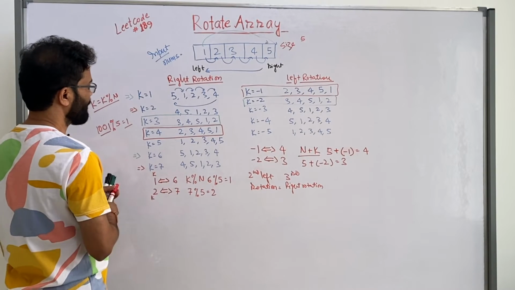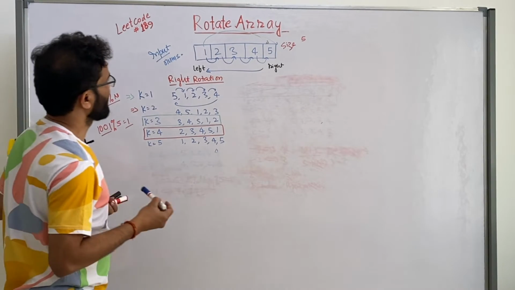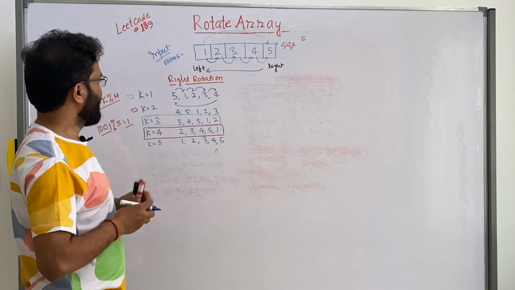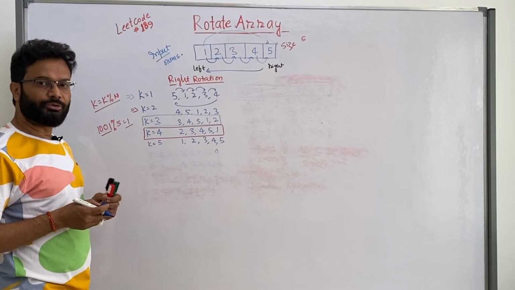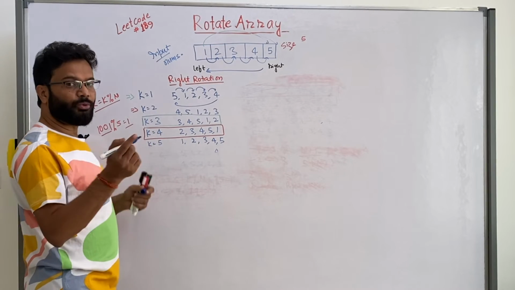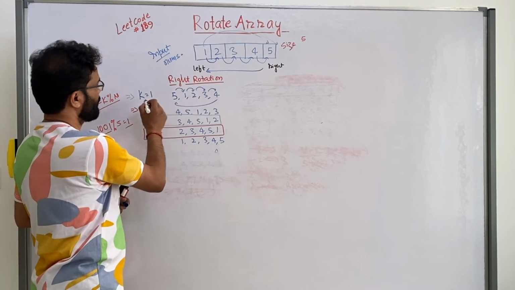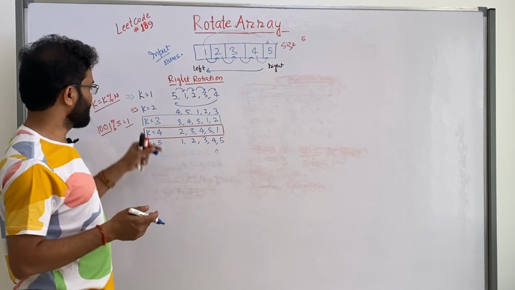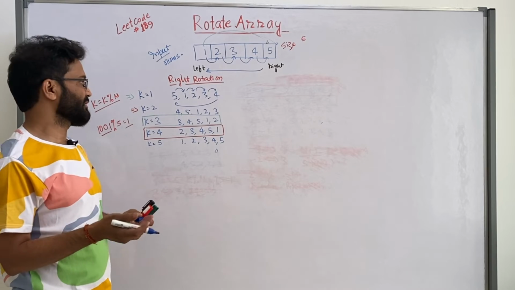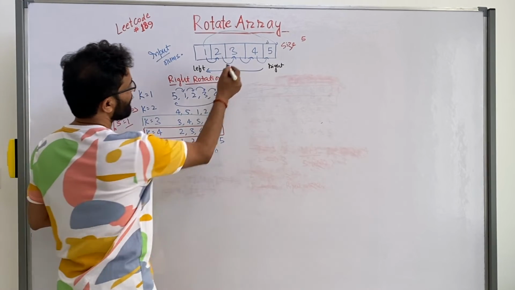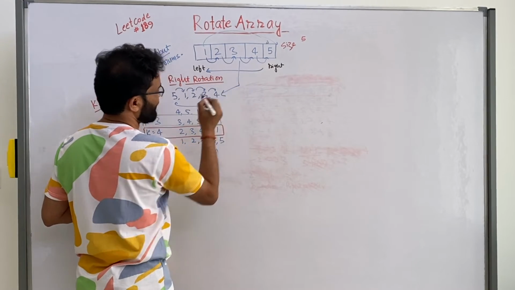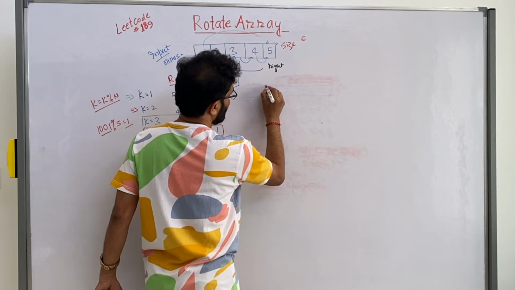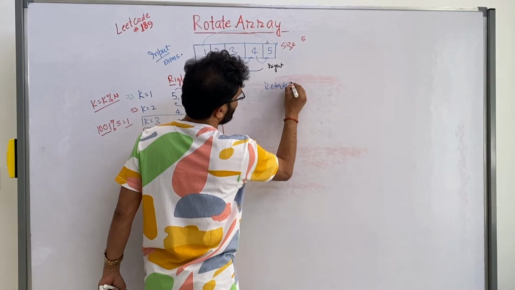Okay, so let me erase the board. This is your input 1, 2, 3, 4, 5 and you want to rotate. So what we will do, we write the code for the one time rotation. Once your code is complete, if you run that code 5 times, it will do the 5 rotations. So first let me check from here how we can come here, right? So I am saying write the code to rotate 1 time.